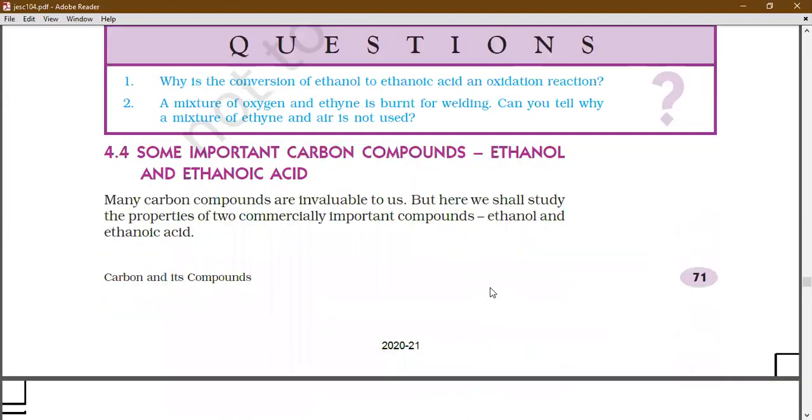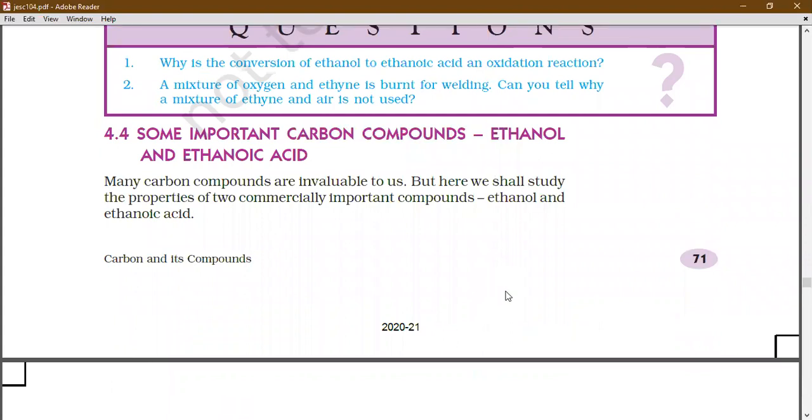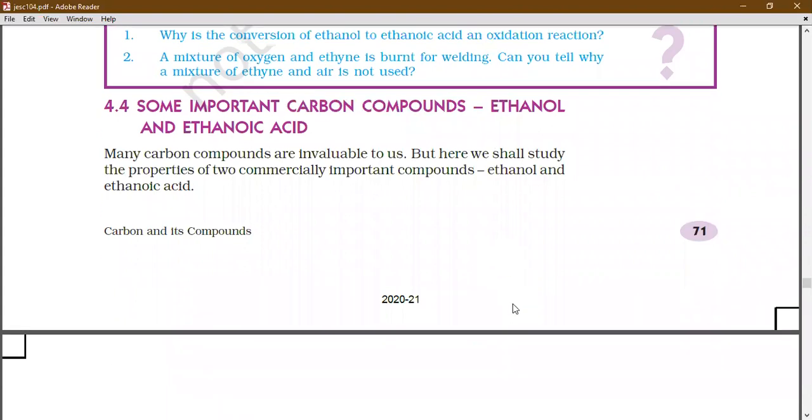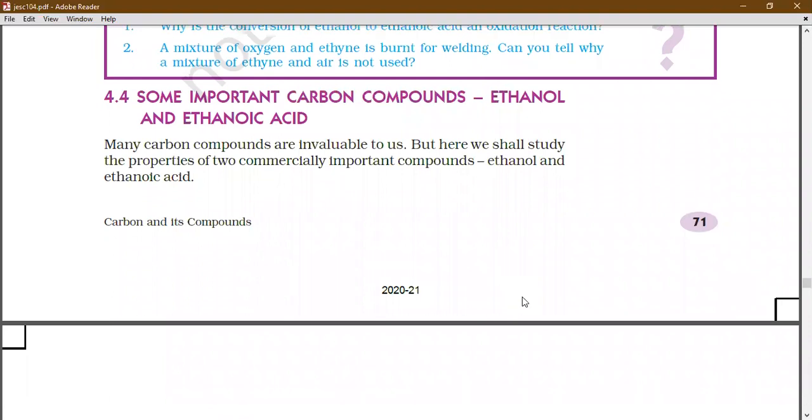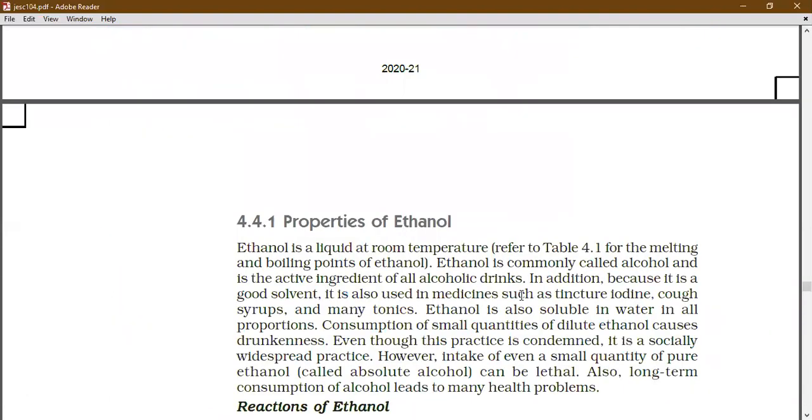Some important carbon compounds: ethanol and ethanoic acid. Many carbon compounds are invaluable to us, but here we shall study the properties of two commercially important compounds, ethanol and ethanoic acid. Properties of ethanol.